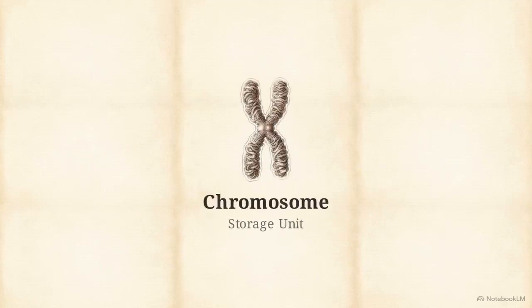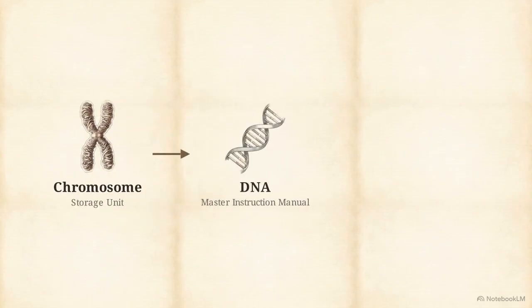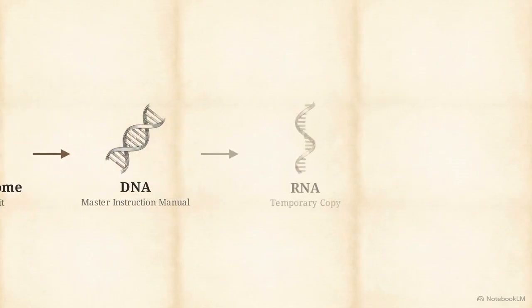Looking at this animated diagram of a chromosome, we can see how the cell organizes its genetic library. The chromosome itself is the storage unit. Inside, we find DNA, the master instruction manual for the cell. To carry those instructions out, the cell prints temporary working copies known as RNA. Notice how this structure locks together into a single unit.